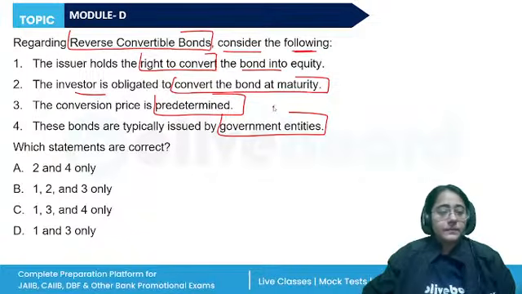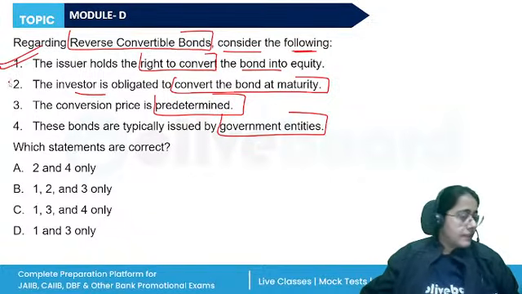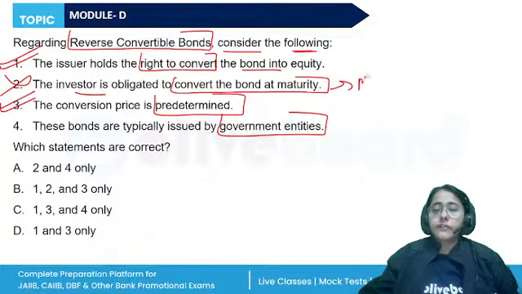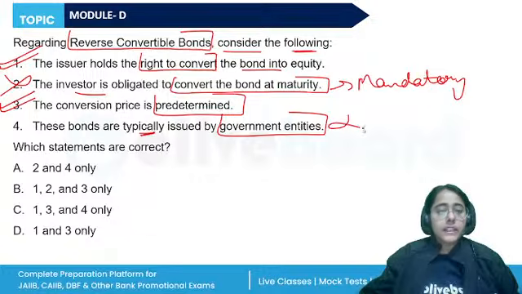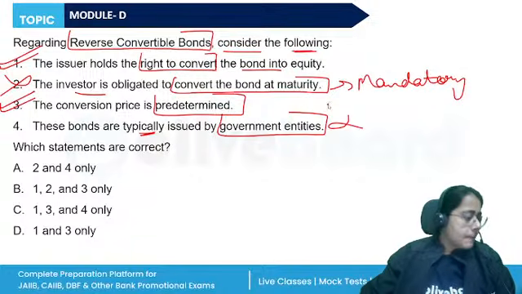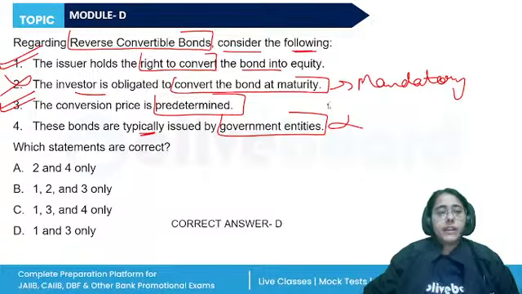What will be the correct answer about reverse convertible bonds? We have already discussed, right? The first statement is correct. The issuer holds the right to convert and the conversion price is predetermined. The investor being obligated to convert is a feature of the mandatory convertible bond, and these bonds are not typically issued by government entities. These are issued by all other types of entities as well, by large companies. Yes, the correct answer is D, 1 and 3.